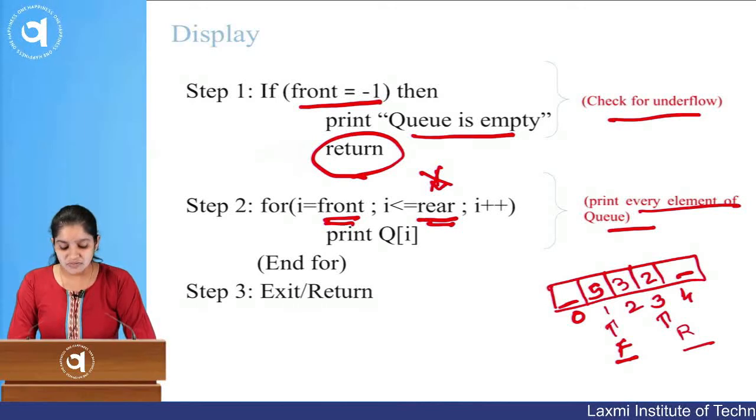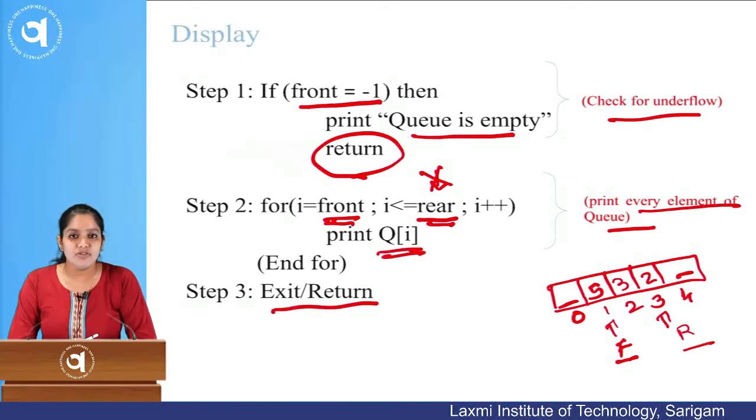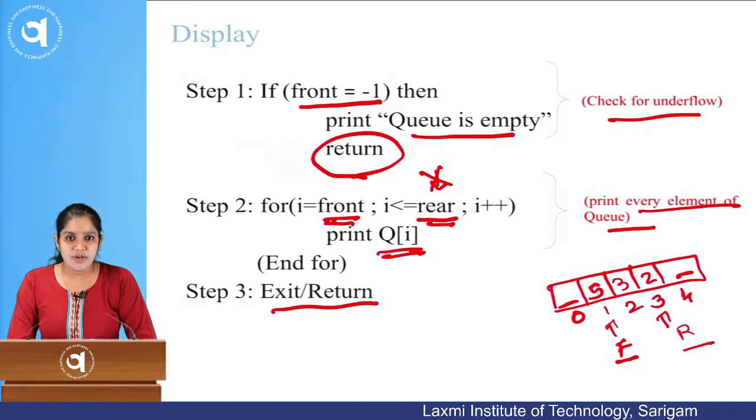So we should start with the front and check that I is less than or equal to rear, then increment it and simply print Q of I. That's the end of the for loop, and the last one is exit or return. So this is a very simple display algorithm.